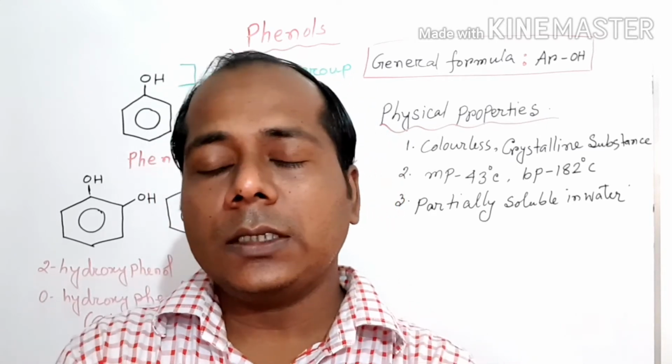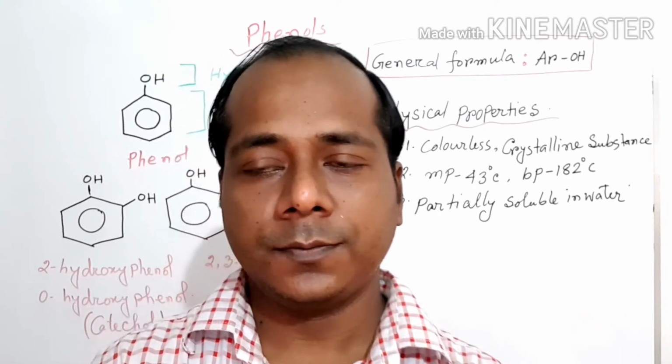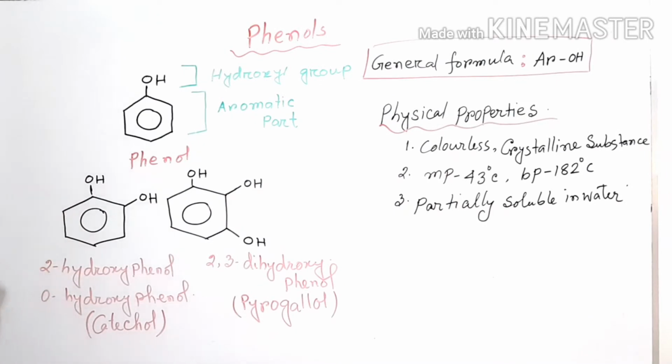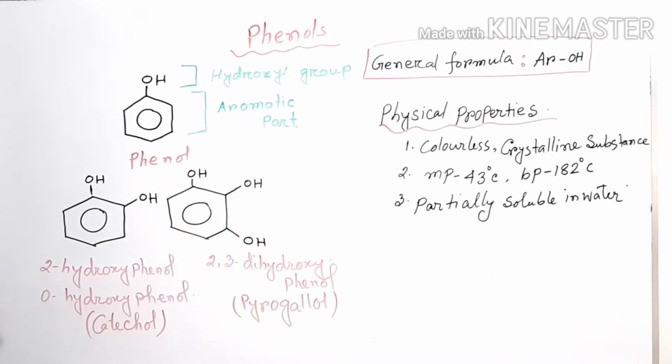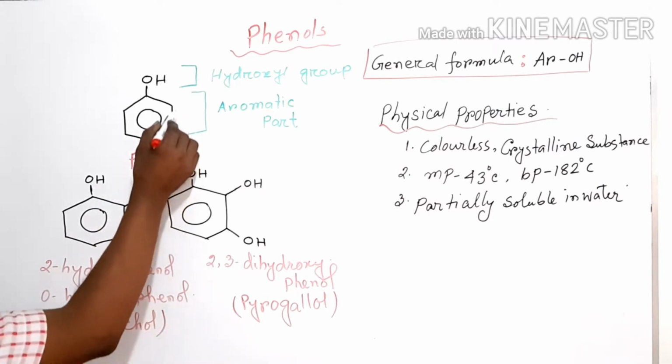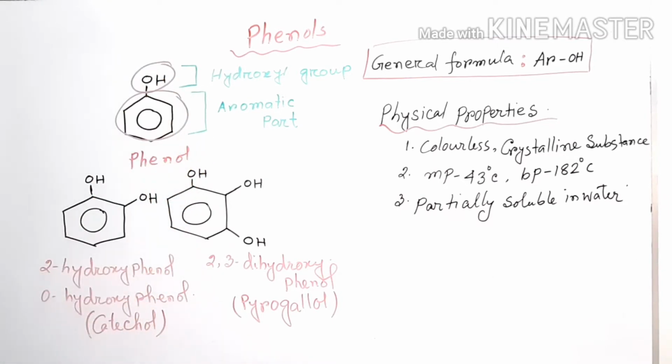Today, we discuss about aromatic compound phenol. What is phenol? Phenol is an aromatic hydroxy compound. That means there are two parts in phenol. First one is aromatic part and the second one is hydroxy group. So this one is phenol.